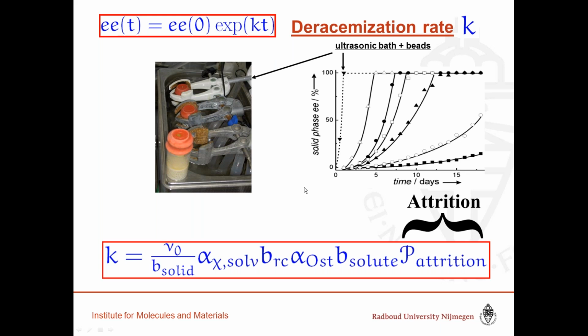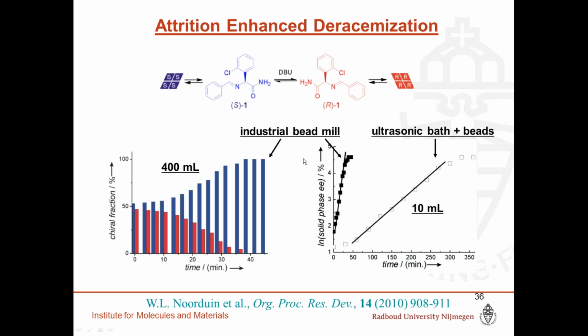And what Wim Noordijn did also, he went to Agfa Gevaert in Belgium to use their industrial bead mills, and for a 40 times as large volume scale, he got a very high deracemization rate, as you can see here, because he was able to deracemize this compound he used within 1 hour.